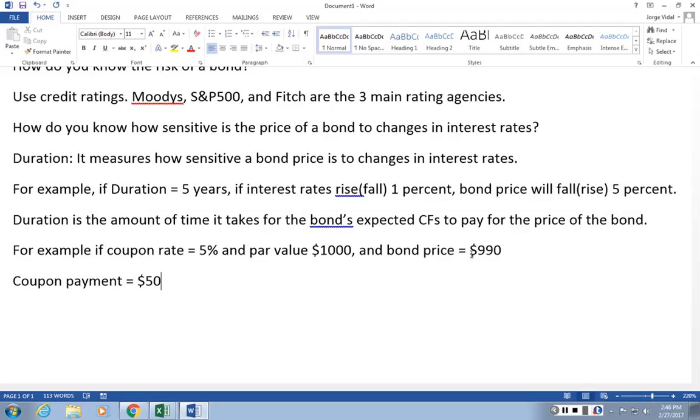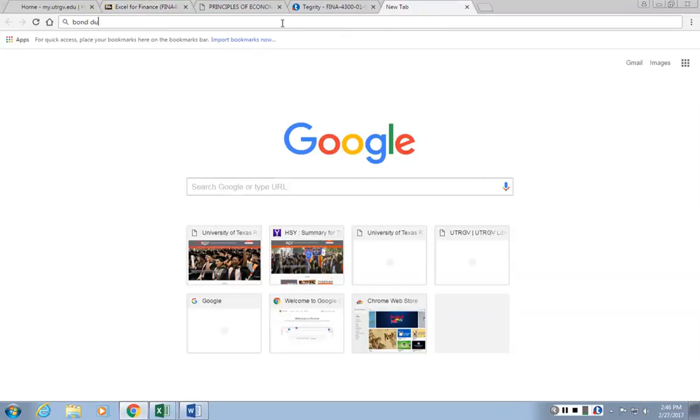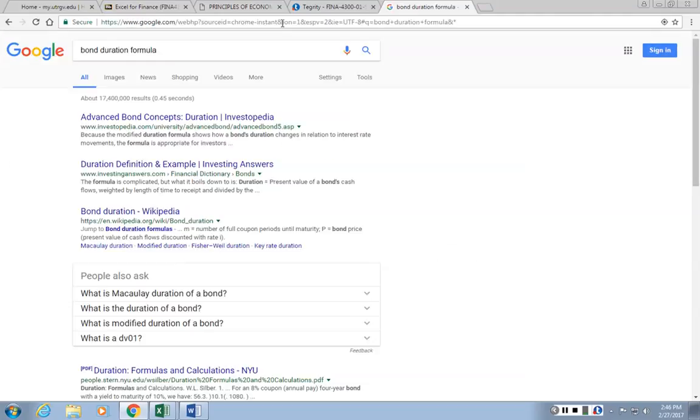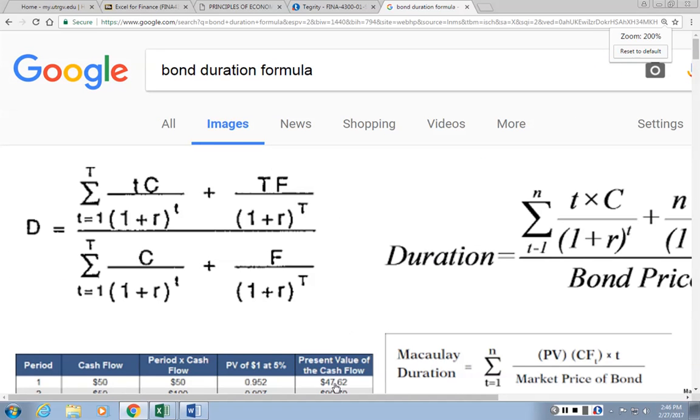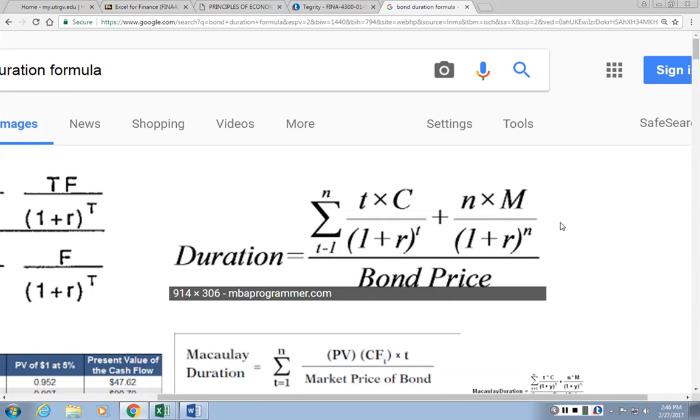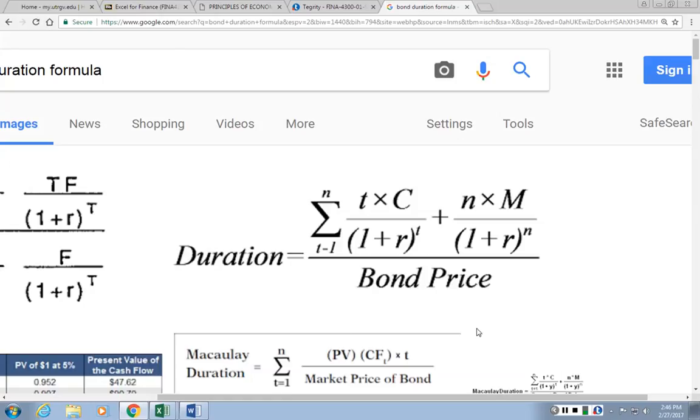So going back to the Excel, we can calculate that. Oh, you know what I didn't bring with me is the formula for duration. Let me look it up. It's right there. So we're going to do that in Excel, that equation.